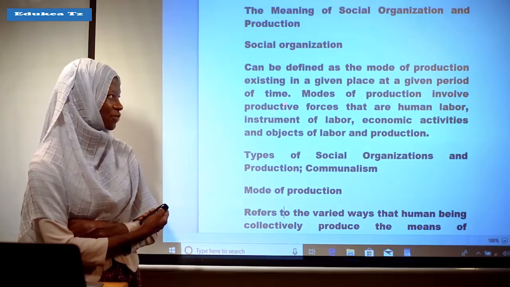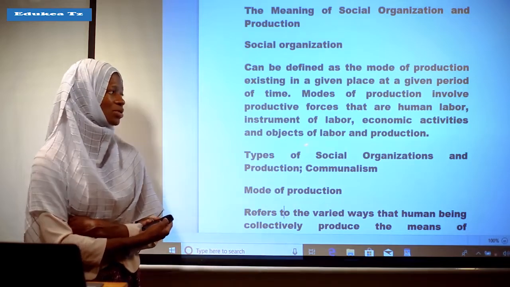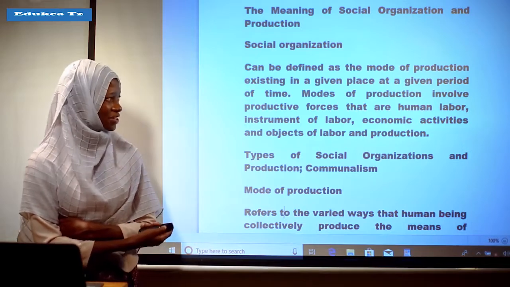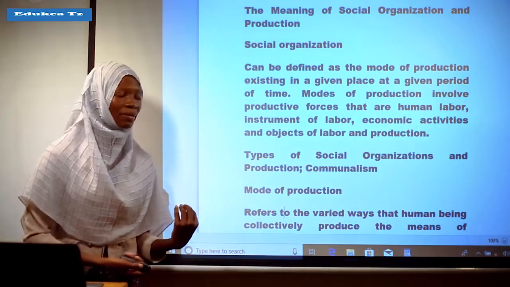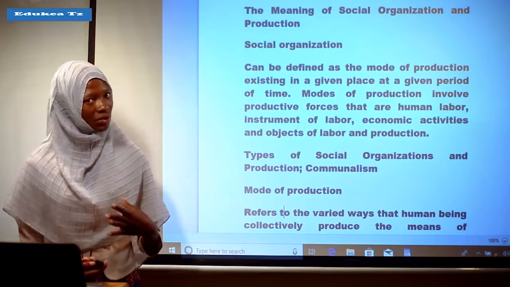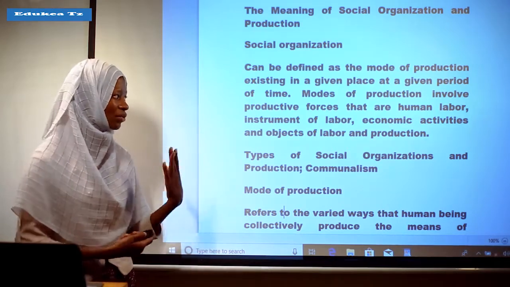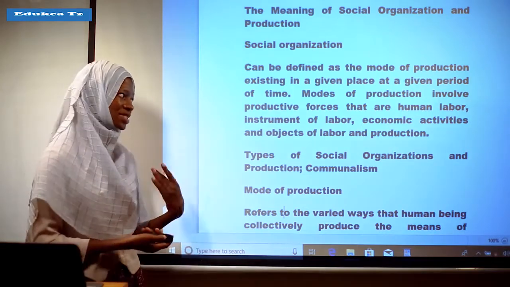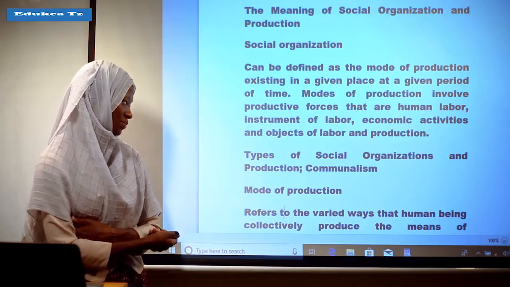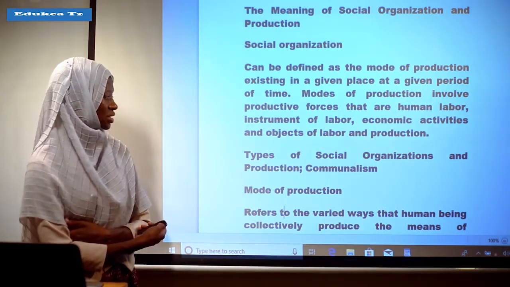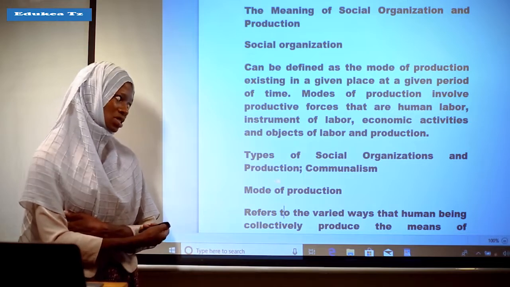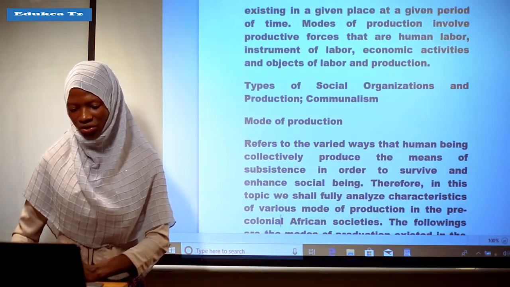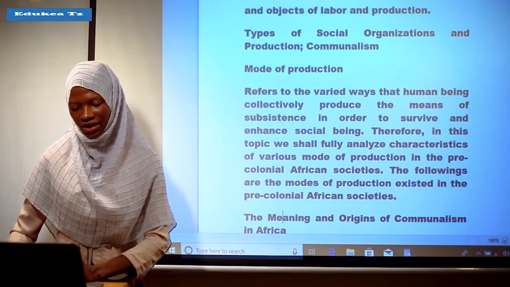Mode of production involves productive force and human labor, instruments of labor, economic activities, and objects of labor. Productive force means human labor and the instruments of labor, what they were using during production. Economic activities are the activities involved during production, and objects of labor and production. Now we see the types of social organization and production which existed during the pre-colonial African society.